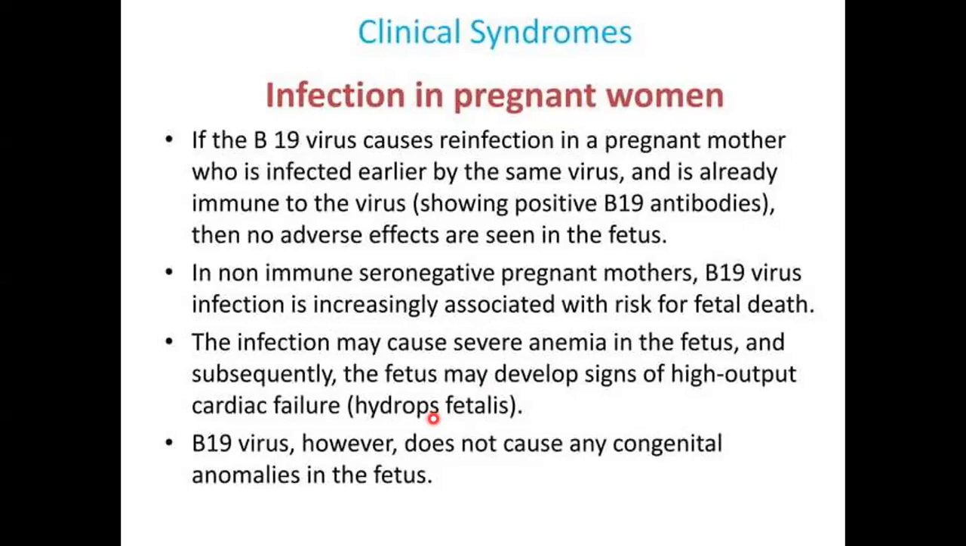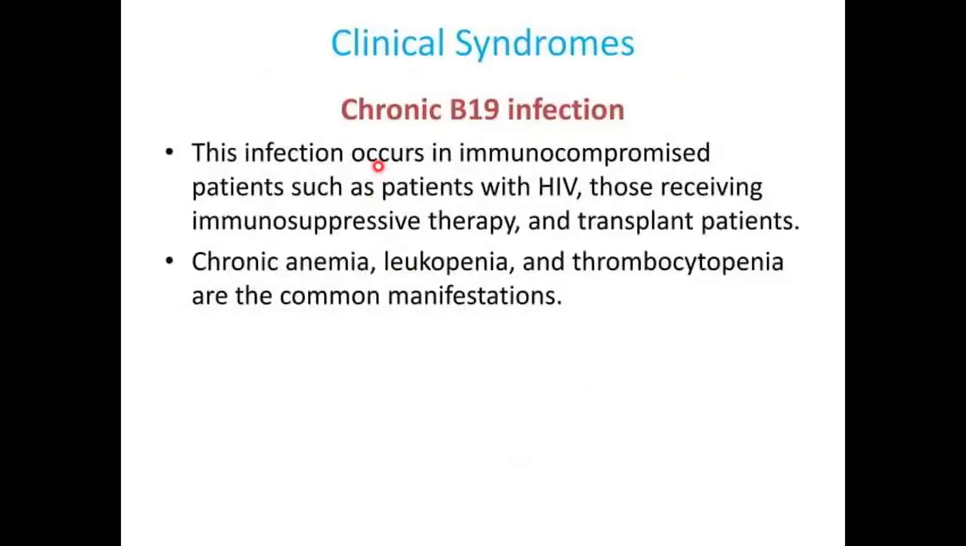They can cause any anomalies in the fetus. So B19 does not. Then chronic B19 infection. This infection occurs in immunocompromised patients, such as patients with HIV, those receiving immunosuppressive therapy, and transplant patients.